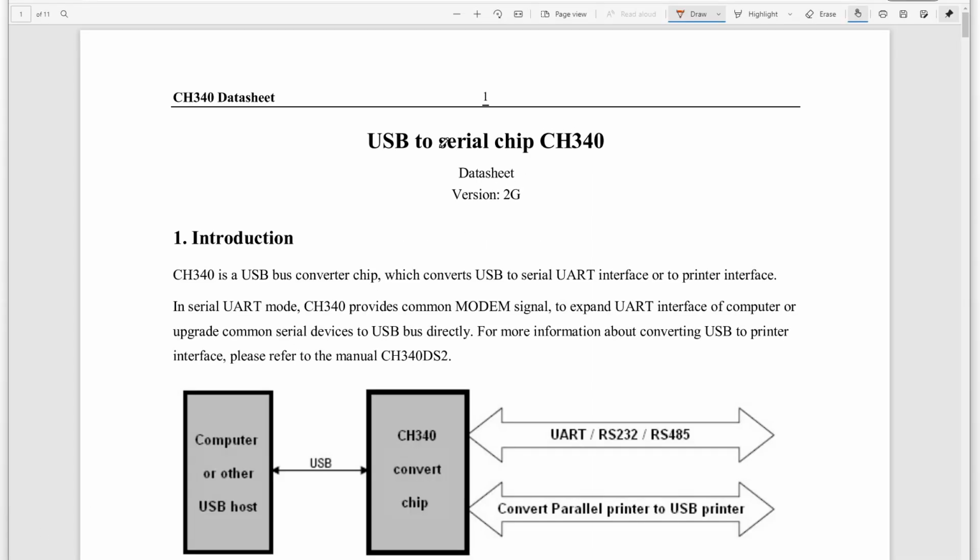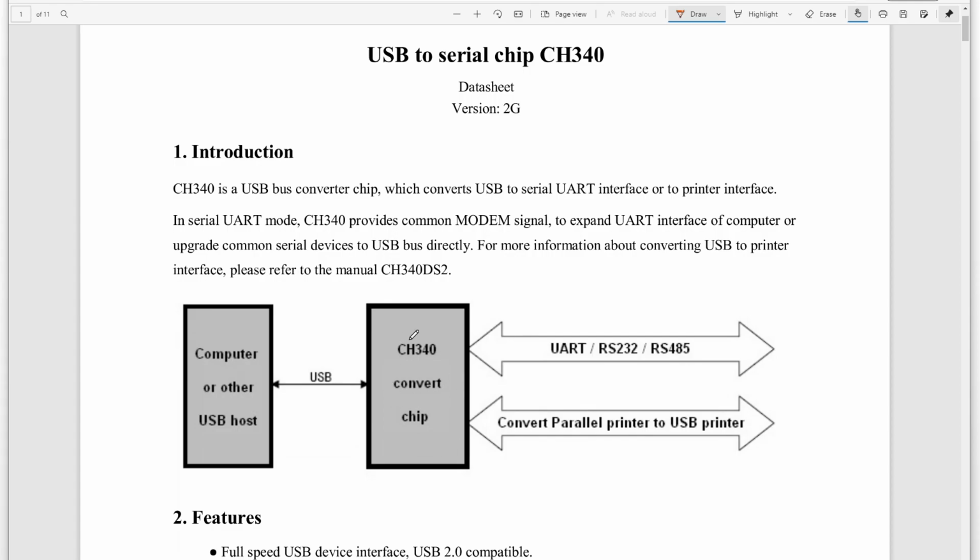So this is the datasheet. This is CH340 USB to UART. So this is USB. This is the computer or other USB host. And these are the two functions for it. Usually, we will use the UART function to communicate with the FPGA or some other microcontroller.